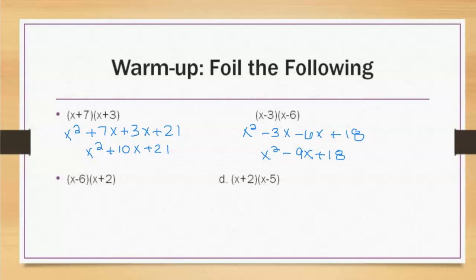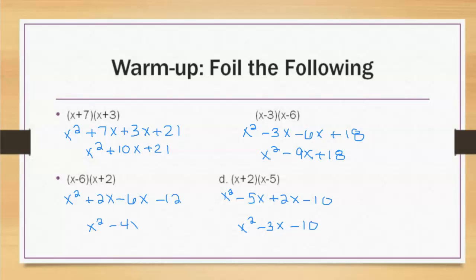Letter D, x squared minus 5x plus 2x minus 10, giving x squared minus 3x minus 10. And we have x squared plus 2x minus 6x minus 12, giving x squared minus 4x minus 12.